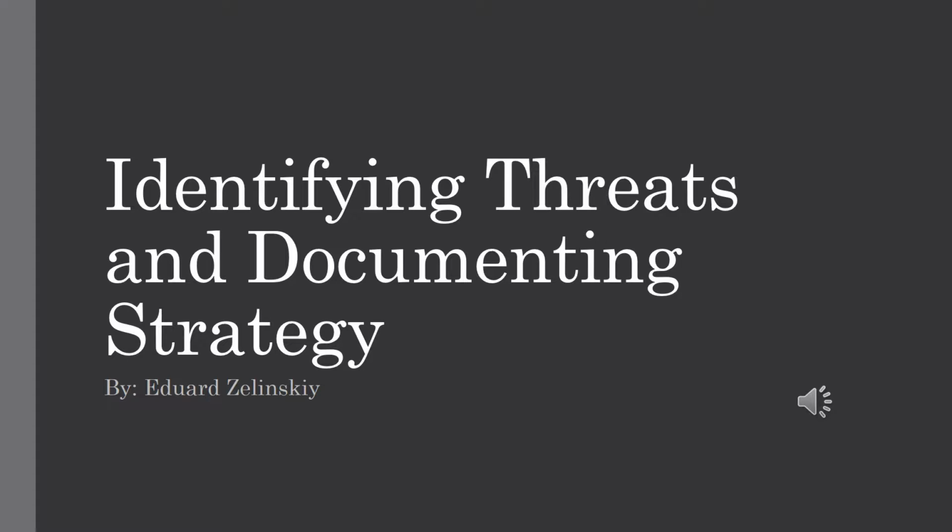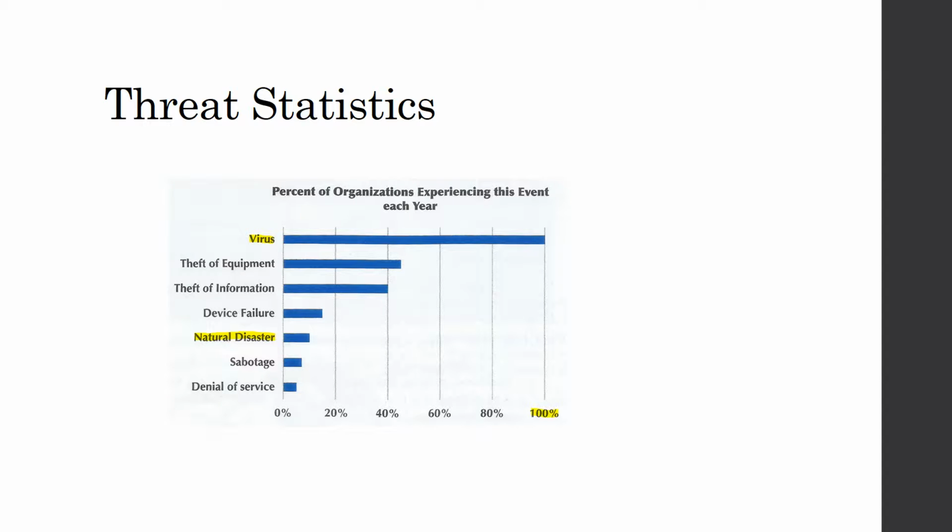After reviewing the assets, your next step is to identify any threats that can do harm to the asset. Here are the most common threats companies face today. Based on recent surveys, a staggering 100% of companies experience a virus each year. Threats also include natural disasters such as tornadoes and hurricanes, which can cause major damage to equipment. Statistics such as these give a better idea of what threats specifically you should be focused on.